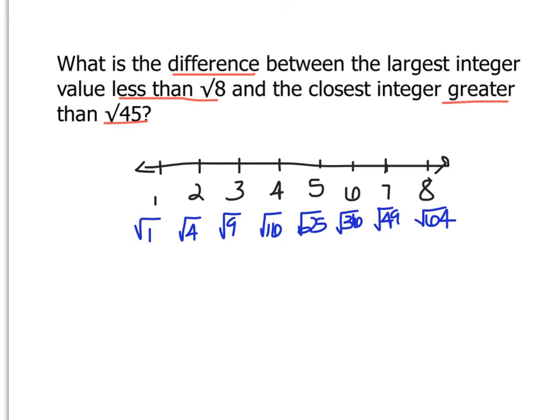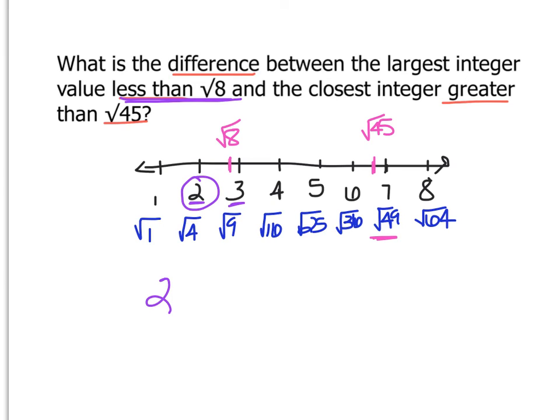Okay, so I need to first place square root of 8. Square root of 8 is going to be right before the square root of 9, which is 3. And the square root of 45 is going to be close to the square root of 49. So it's going to be close to our integer of 7. Okay, going back to the problem to look at the numbers. I want the integer less than the square root of 8. So square root of 8 is in between 2 and 3. So the integer that's less than, the integer that's smaller, between those two numbers is 2.